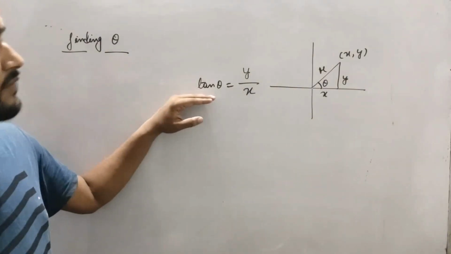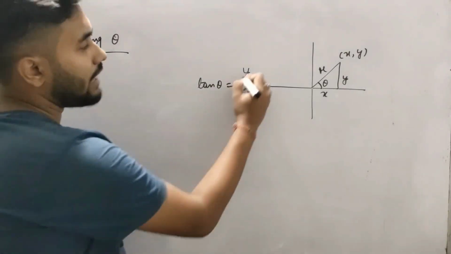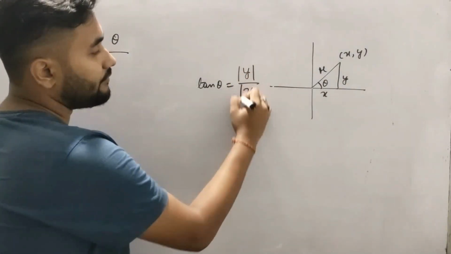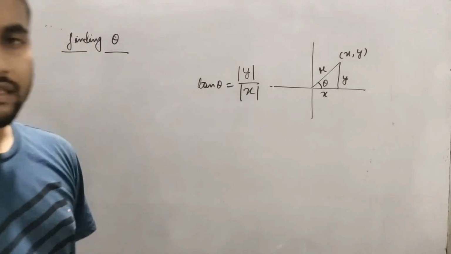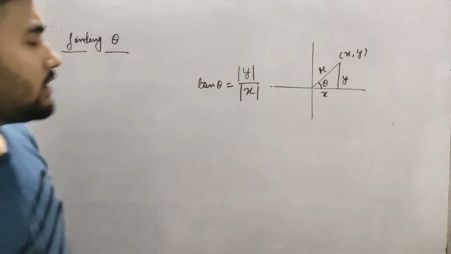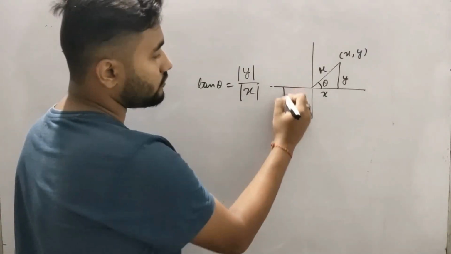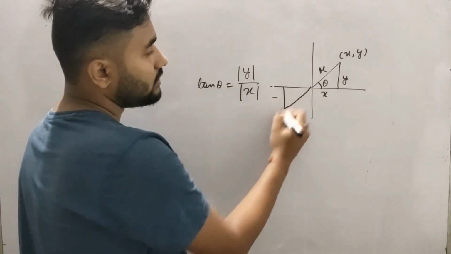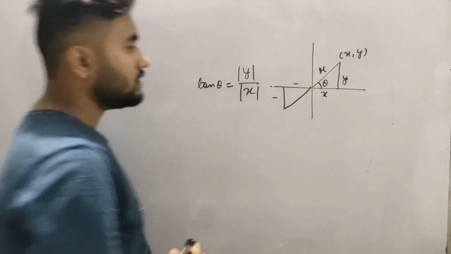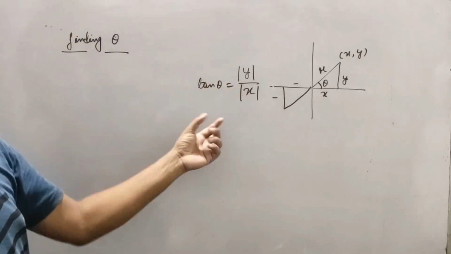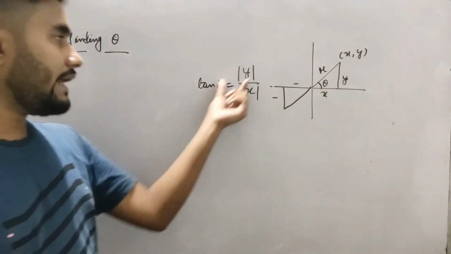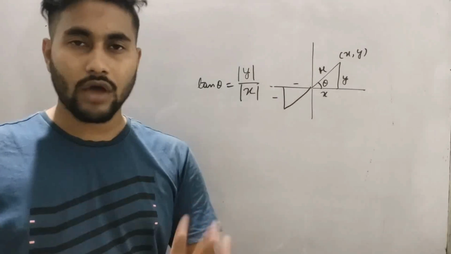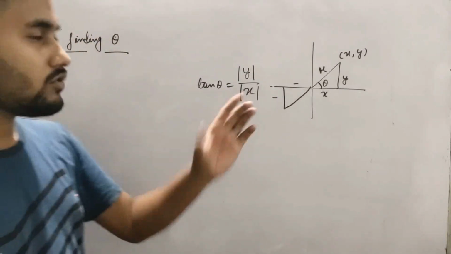So tan of theta is y by x, but I will use the modulus sign here. Why modulus? Because I will take the magnitude only, not direction. The triangle may form over here also. Over here this will be minus and this will also be minus, but I need the magnitude. So the formula to find theta is tan theta equal to modulus of y by modulus of x. This is the formula to find the angle.